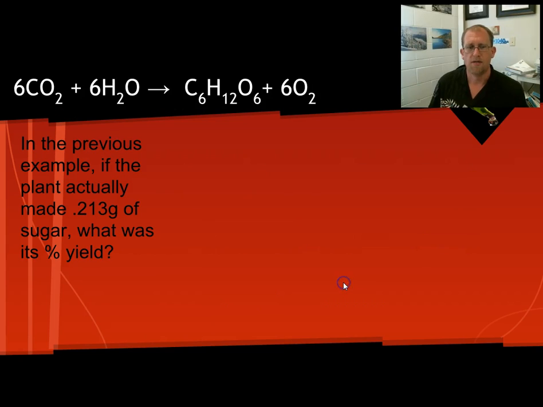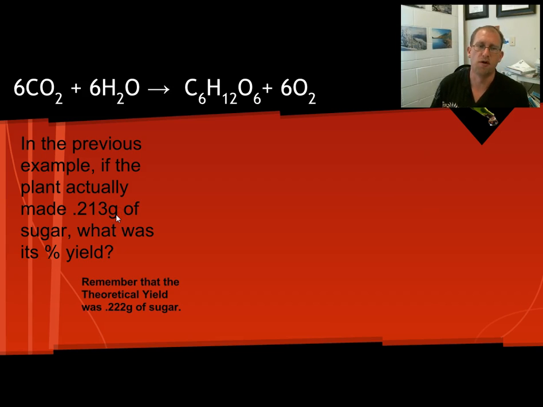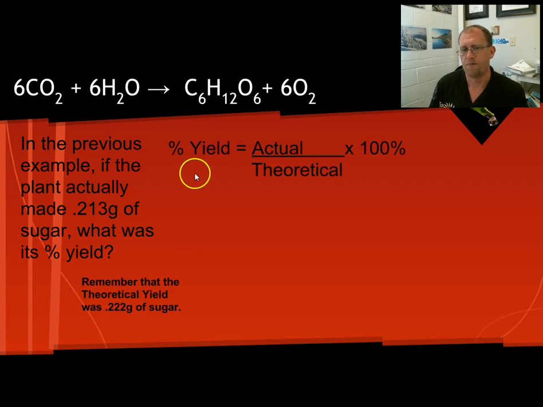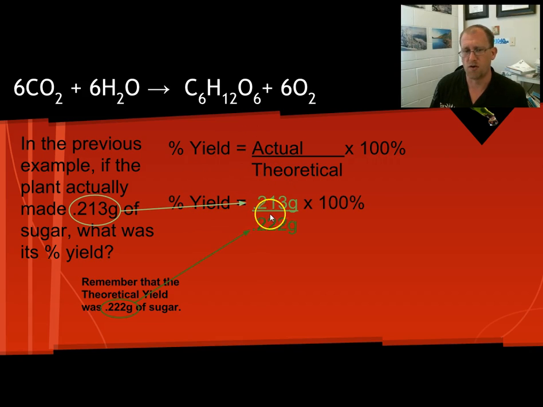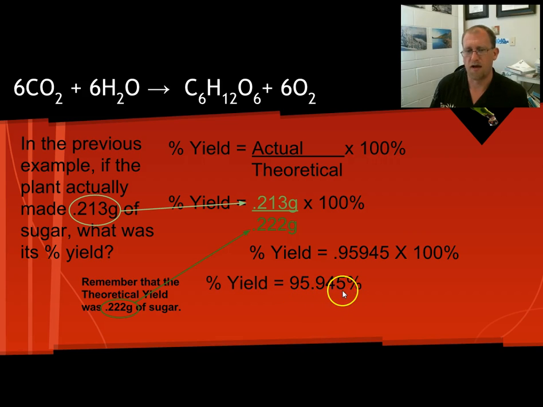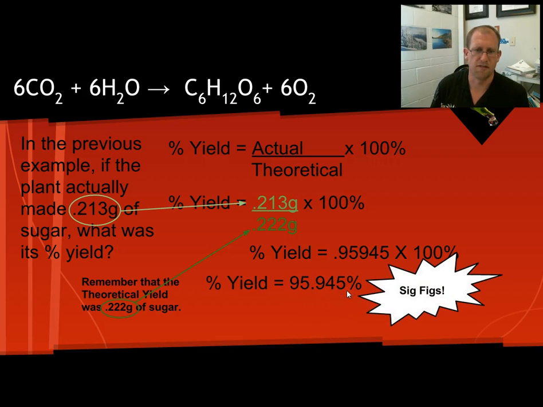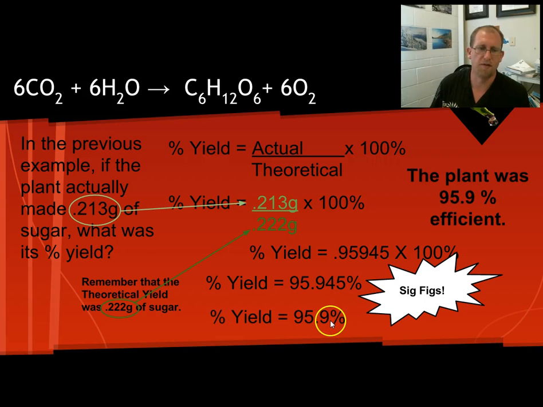Okay. So in the previous example, if you actually made 0.213 grams instead of the 0.22 you were supposed to, what's your percent yield? Well, actual divided by theoretical, and that gives me 0.95945, and I'm going to multiply that by 100%. Gives me 95.945%, but I need to correct for sig figs, so I have 95.9% because I have 3 significant digits here. The plant was therefore 95.9% efficient.